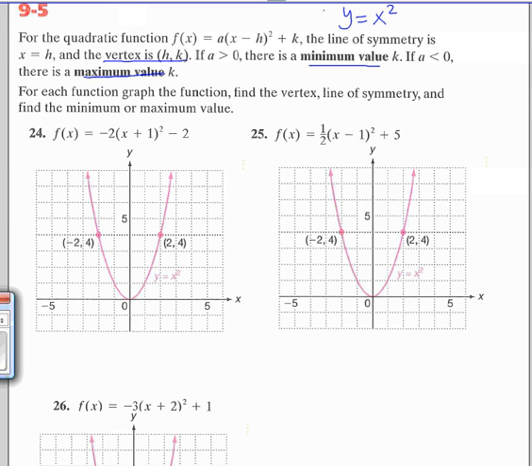So let's take a look at number 24. Here h is -1 and k is -2. So the vertex is at -1, -2. This is going to be a maximum in this case because this negative means the graph will be reflected over the x-axis, so it'll be an upside down U. So the vertex will be a maximum. So let's go to -1, -2.